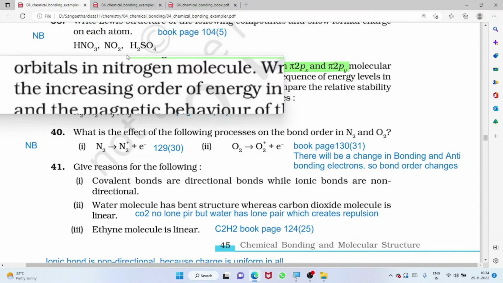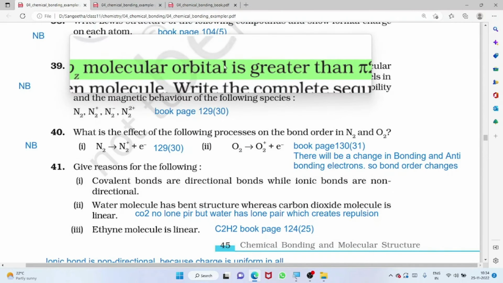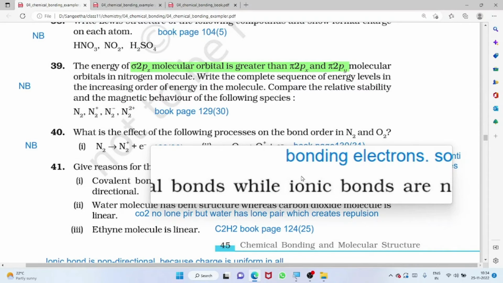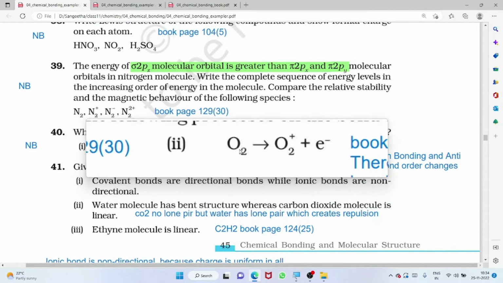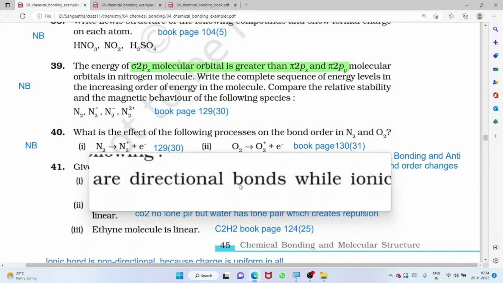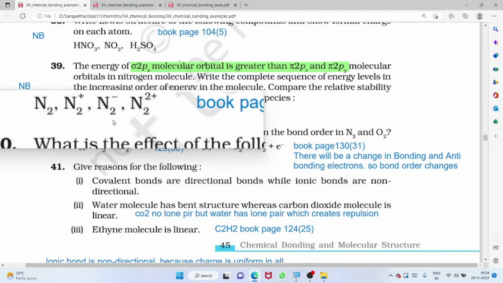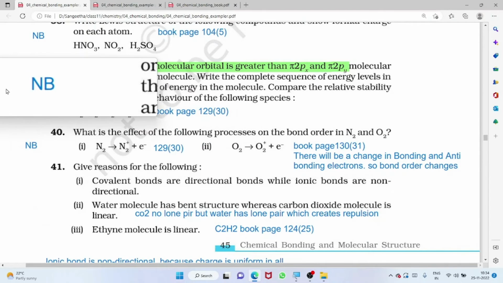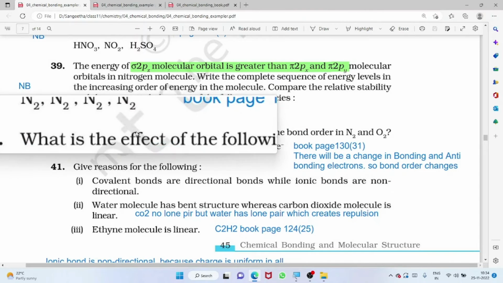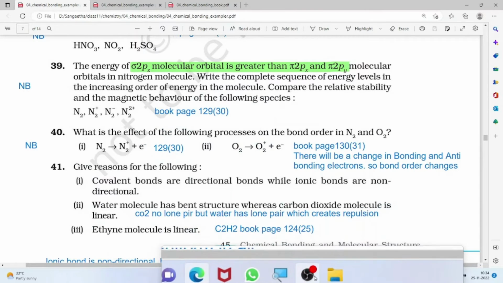The energy of the sigma 2p molecular orbital is greater than the molecular orbital for the nitrogen molecule. I already showed you from the book and my diagram also. Write the complete sequence of energy levels in increasing order of energy in the molecule. Compare the relative stability and the behavior of the following. So this is already given. I already showed you. You have to draw the molecular orbital diagram for the N2.